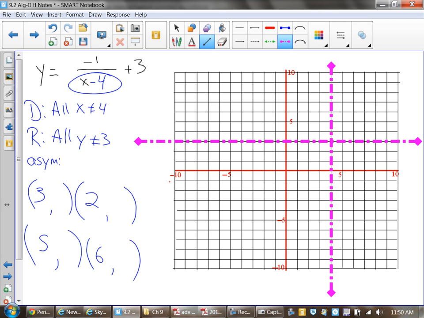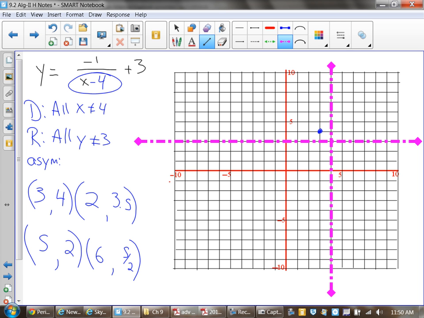When you substitute in 3, what'd you guys get? 4. Good. When you substitute in 2, what'd you get? 7. When you get 5, what'd you get? 2. And 6? 2 and a half, or 2.5. When you're writing those out, if you wanted to write it as 3.5 or 7/2, in the grand scheme of things it's not going to be a perfect graph anyway, because you're just doing a halfway point here. So we're at 3, 4.